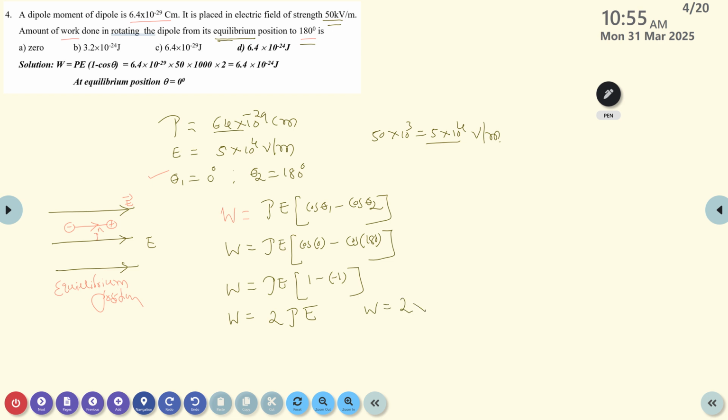Work done equals 2 times P value. How much is it? It is 6.4 into 10 to the power minus 29. No need for conversion. And 5 into 10 to the power of 4. 5 into 2, work done equals 10 into 6.4 into 10 to the power minus 29. And for this one, I think there is some mistake in my typing. It is 4, no, 4, 1.